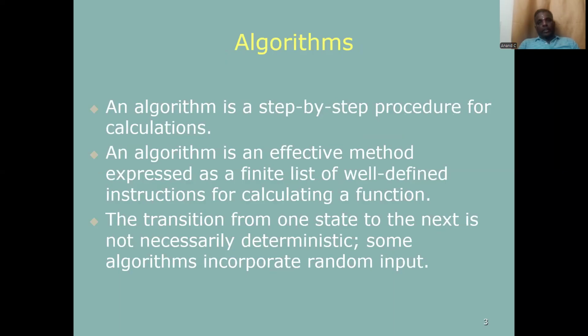Okay. What are algorithms? An algorithm is a step-by-step procedure for calculations. It is a step-by-step procedure to find the solution for the given problem. An algorithm is an effective method expressed as a finite list of well-defined instructions for calculating a function. The transition from one stage to the next is not necessarily deterministic, but some algorithms incorporate random input also.